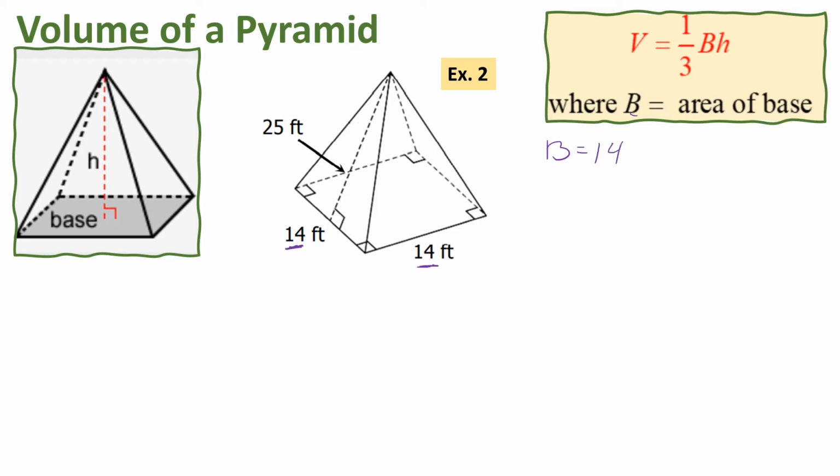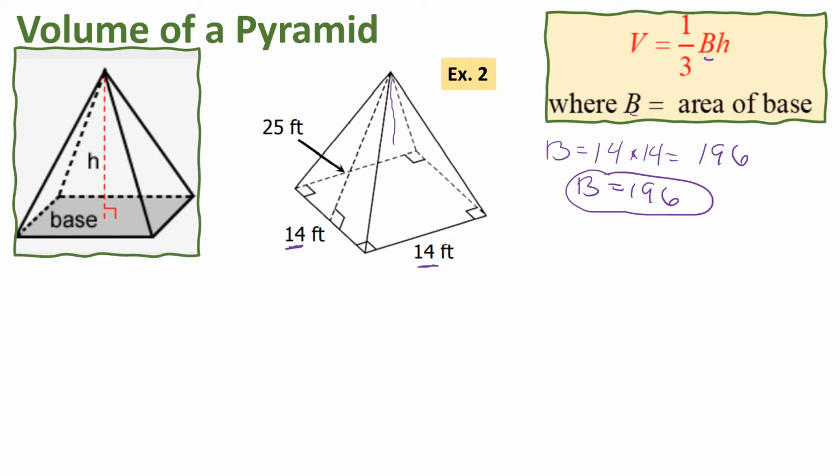So that's 14 times 14, and that is 196. And so the area of the base is 196 feet squared. I'm just going to put 196 because we're going to plug it in. Now I found my large B, but I don't have the height here. The 25 is not the height because it is slanted. I need the length that is perpendicular to the base.